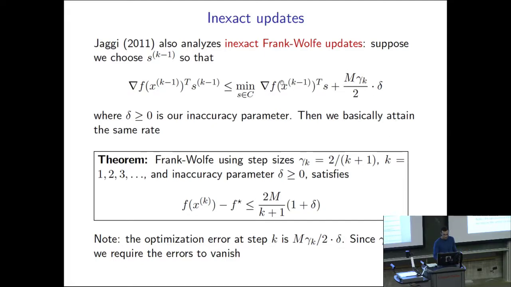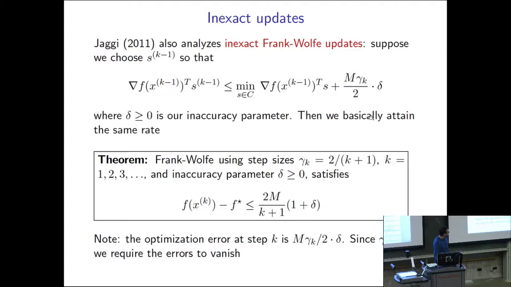And that's what's happening here. So instead of achieving the exact min here, I'm saying suppose I take a point s_k minus 1 that is bounded by the min plus something. And that something is M over 2 times gamma_k times delta. M is the curvature constant. Delta is some error. This is a parameter you can think of that controls the size of the error. And gamma_k is the step sizes.